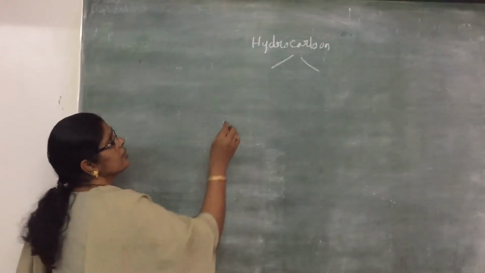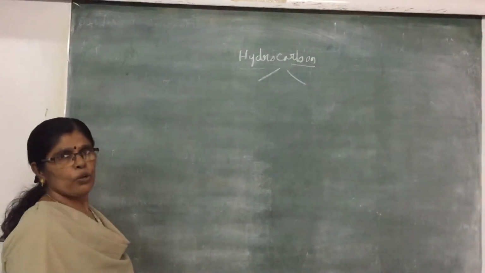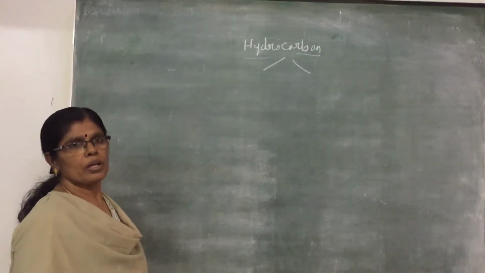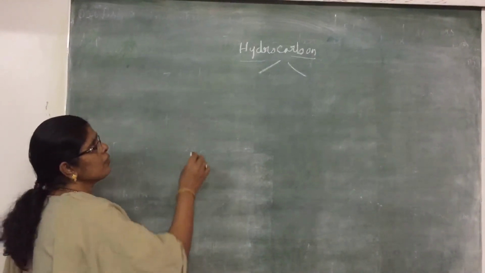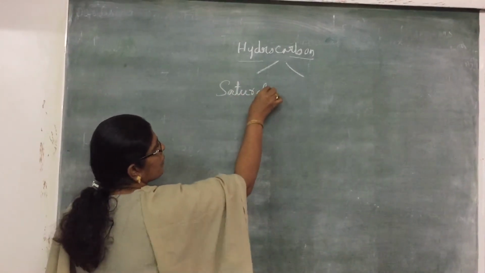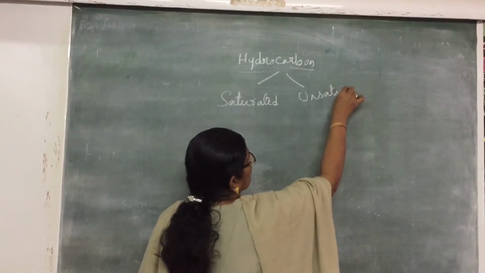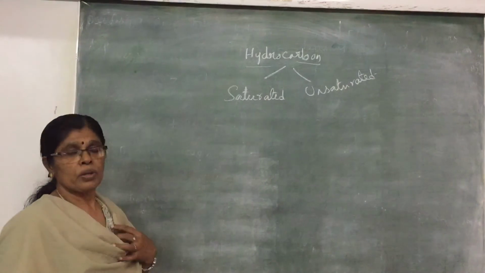Hello students, in this class let us discuss hydrocarbons. What's the meaning of hydrocarbon? Those compounds which are made up of hydrogen and carbon are called hydrocarbons. How are they classified? They are classified into two types. One is saturated hydrocarbon and another one is unsaturated hydrocarbon.